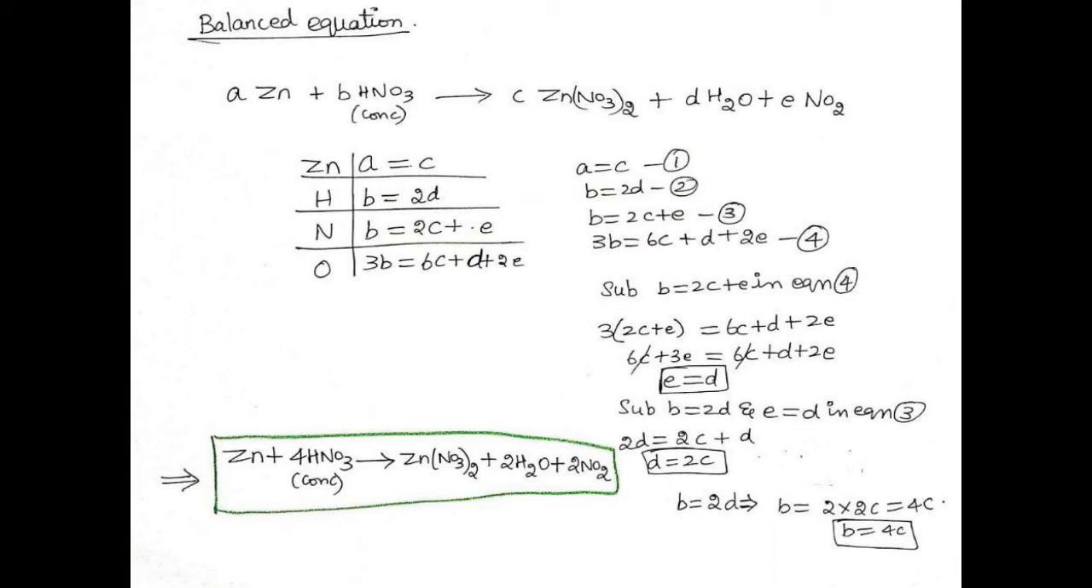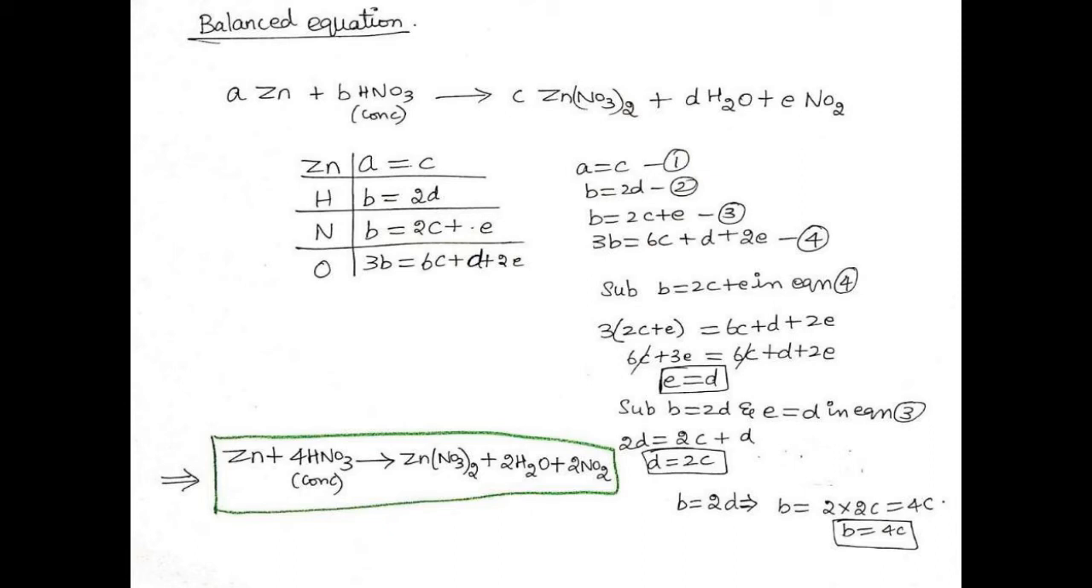Nitrogen: B is equal to 2C plus E, because on the reactant side there is only 1 nitrogen, and on the product side it is 2C plus E, right? And oxygen: 3B is equal to 6C plus D plus 2E. So we got 4 equations. So we are substituting, we should always look for the relevant one, right?